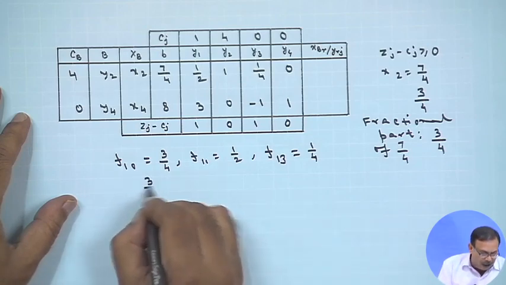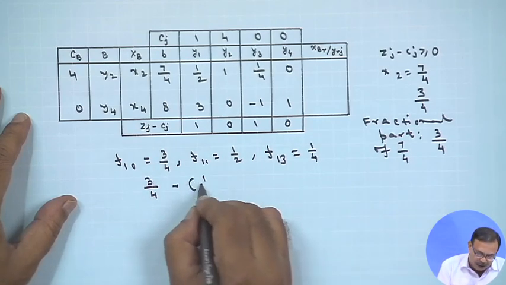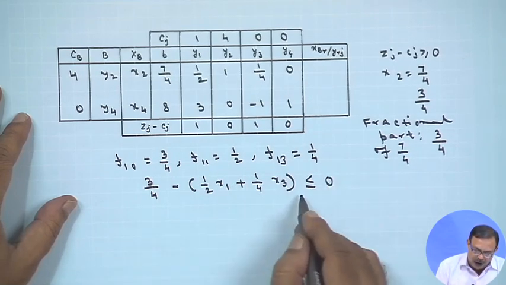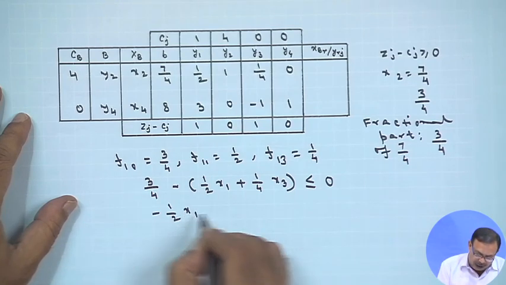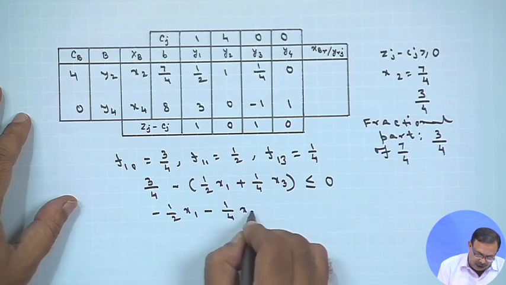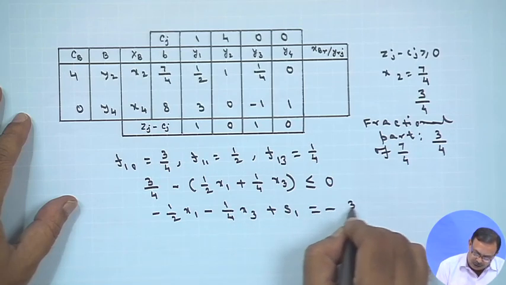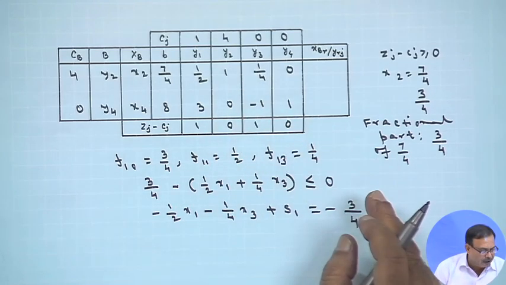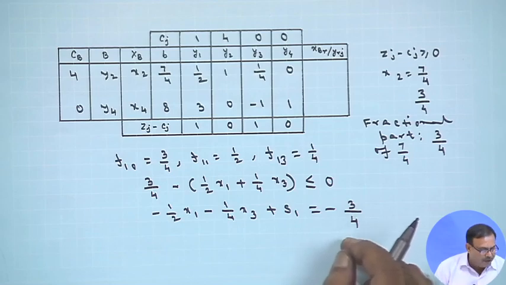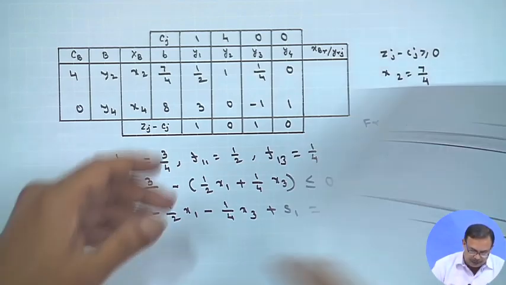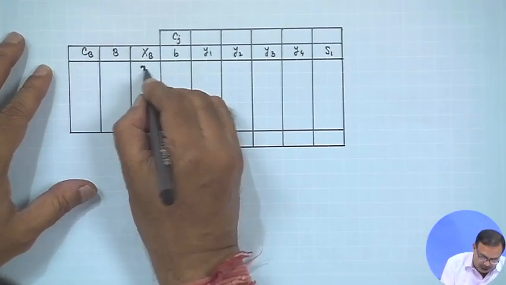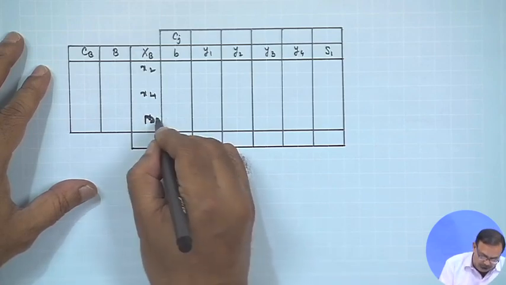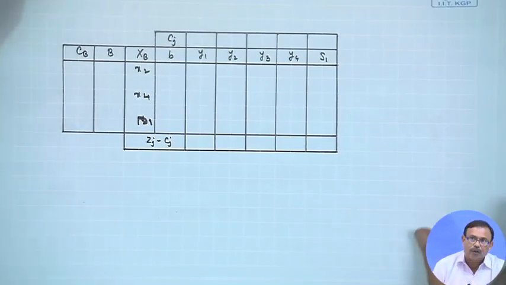So, your Gomory constraint will be 3 by 4 minus half x1 plus 1 by 4 x3, which is less than or equal to 0. Now, add the slack variable and we can write down half x1 minus 1 by 4 x3 plus s1 equals minus 3 by 4. So, now add this constraint over here, that is, in the next table you will have the 3 variables x2, x4 and x1, and add this. So, you will get x2, x4, x1 and s1. You have added the slack variable as s1 over here.